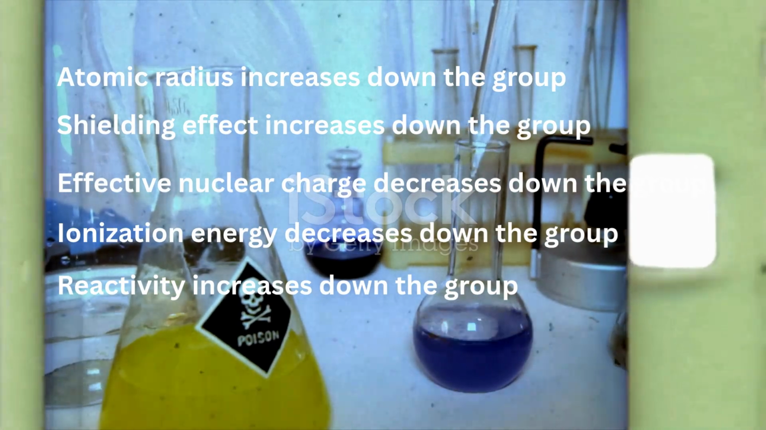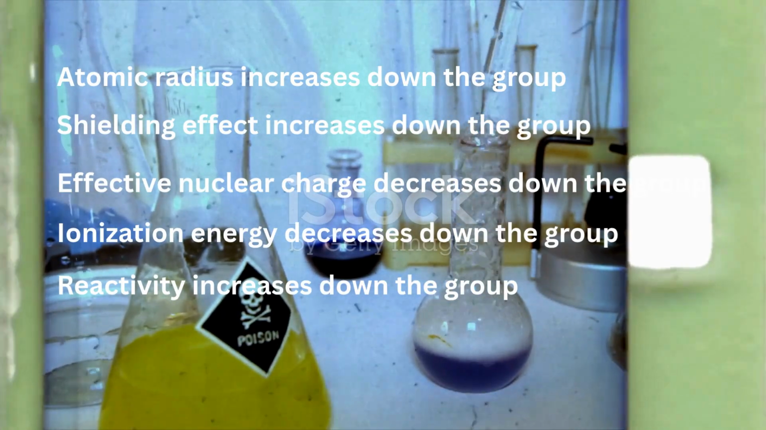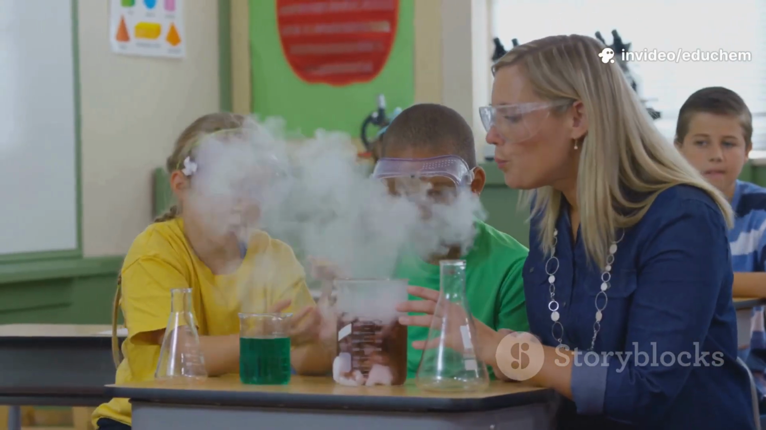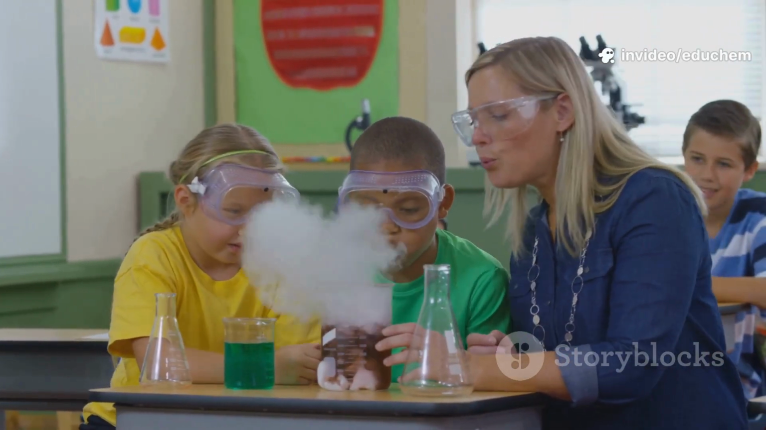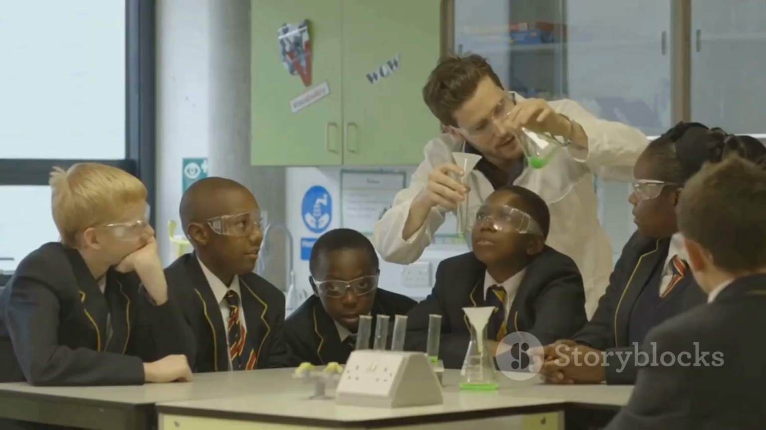We observe this in the reactions with oxygen, water, and hydrochloric acid, which all become more vigorous lower in the group. And that's Group 2, the alkaline earth metals. Their predictable trends make them a great example of how the periodic table helps us understand chemical behavior.